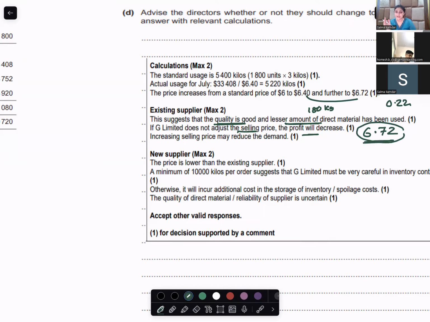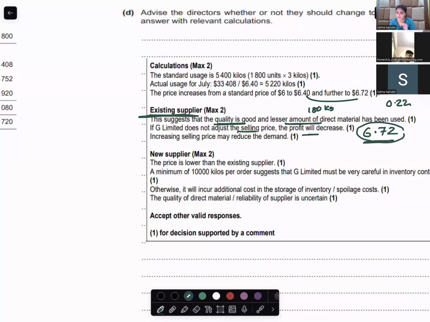If I stick to my existing supplier, I am using good quality material and the usage variance is favorable. But if they increase the material price further, my profit will decrease. To balance that profit, I might have to increase the selling price. And if I increase the selling price, the demand may reduce.